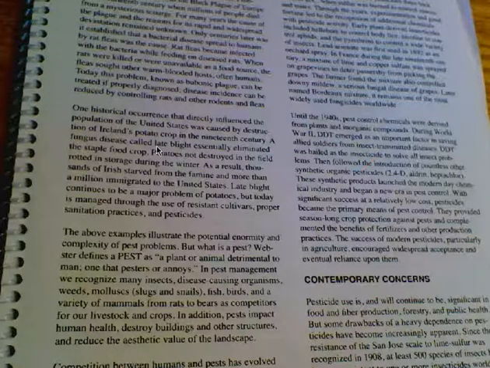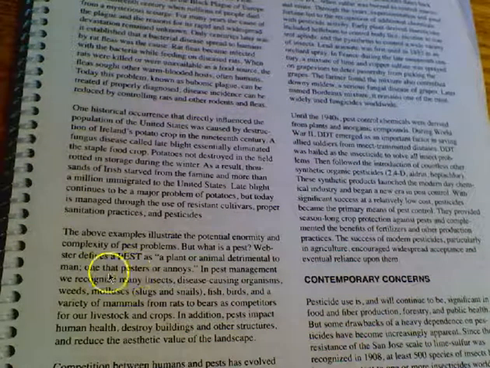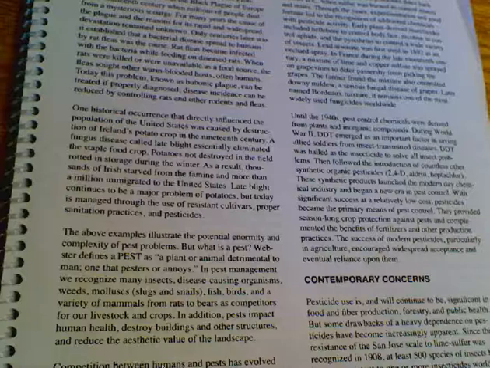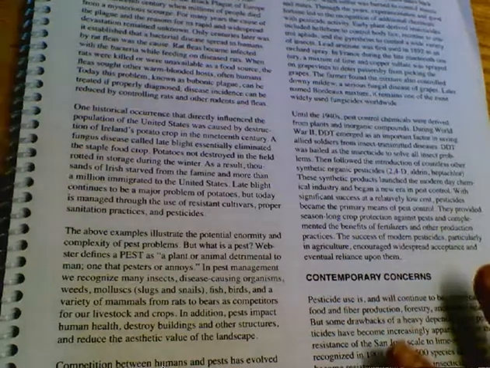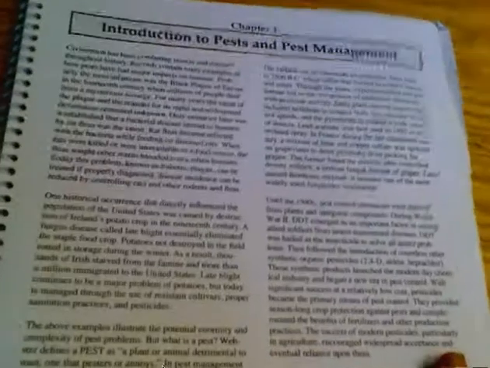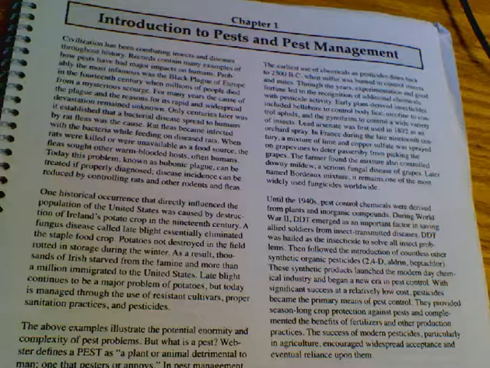But now we've managed this disease through resistant cultivars, some proper sanitation, and the use of pesticides at the right time. Here we'll do the definition of pest, which is a plant or animal detrimental to man, one that pesters or annoys. If it's not a pest to you, then you don't need to control it, but to somebody else it could be. Over the times there were a lot of mysteries about why things happened, that it was a mystical thing. But you can see that the earliest use of chemicals dates back to 2500 BC when they burned sulfur to control insects and mites in crops.